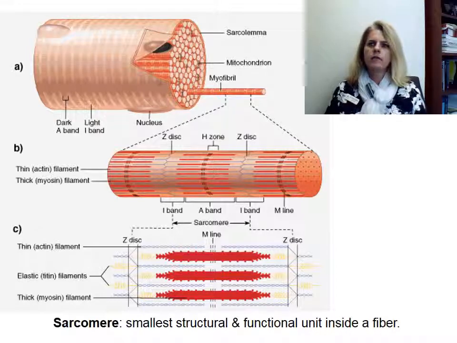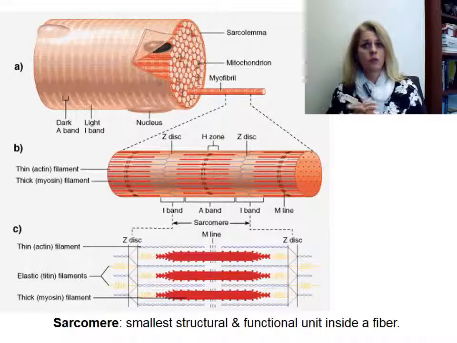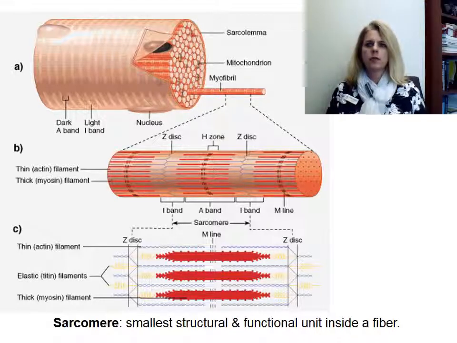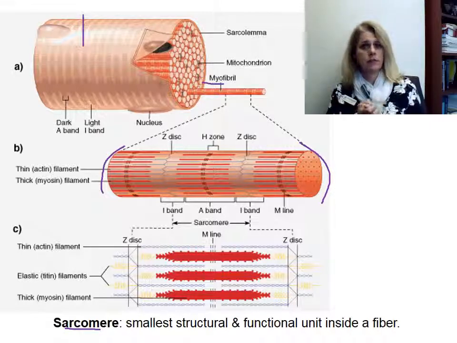Okay, so we're going to break this down and look at smaller and smaller microanatomy. We're going to take one muscle fiber, one muscle cell, and pull out a myofibril. And this is a myofibril. What we want to look at is what's called the functional unit of a muscle fiber, which is the sarcomere. The sarcomere is actually the functional unit of the muscle.